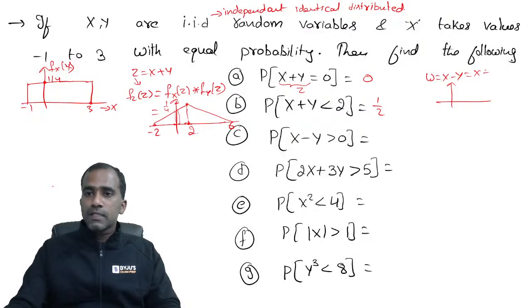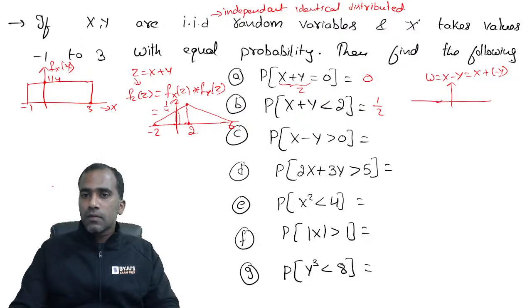PDF of x plus PDF of minus y. PDF of x is this. PDF of y is this, so PDF of minus y will be from minus 3 to plus 1. Two rectangles of equal width, if you convolve, will give a triangle.